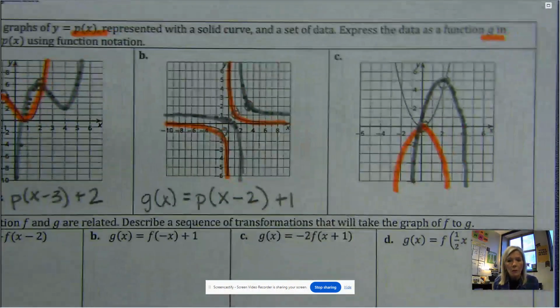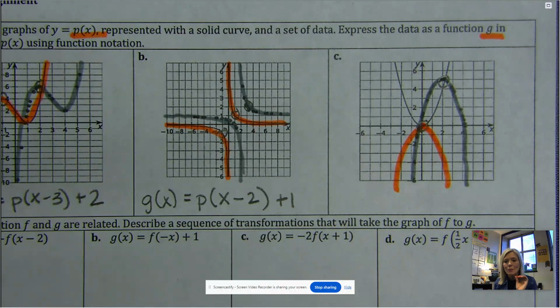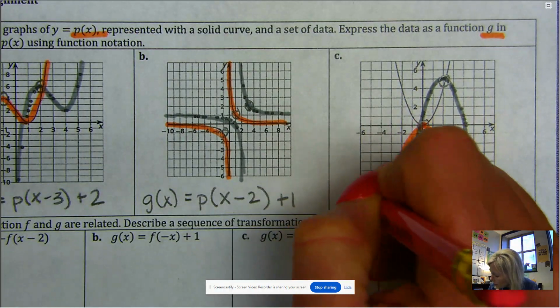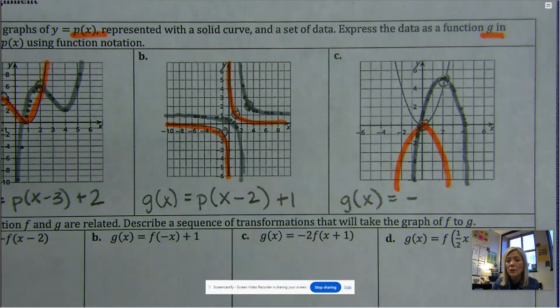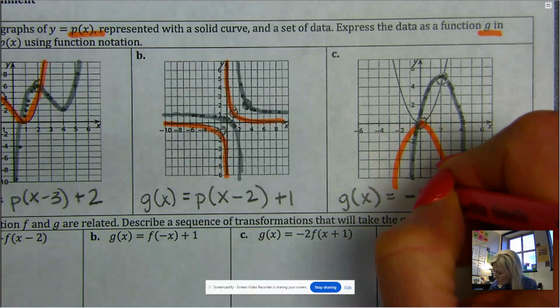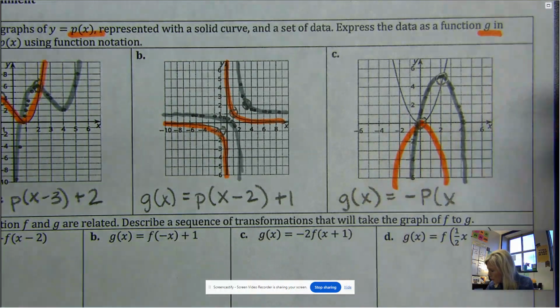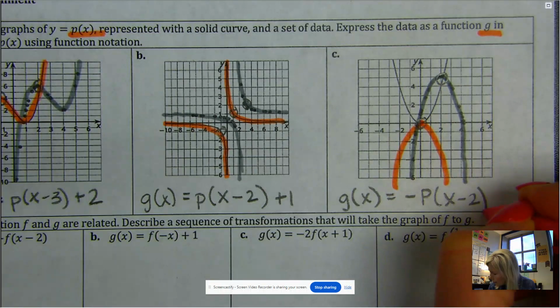So the reflection over the x-axis, that means we're going to be doing opposite outputs. So our negative sign for reflection will come before p of x. So g of x equals negative, again, because we're reflecting over the x-axis, so the negative comes first. P of x, it was to the right 2, so minus 2, and then up 5.